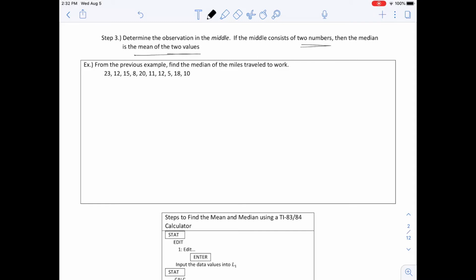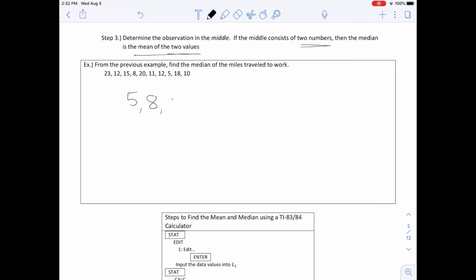The example says from the previous example, find the median of the miles traveled to work. The first thing that we need to do is take our data values and put them in order. I'm going to put them in order from smallest to largest. The smallest value that we have is 5.